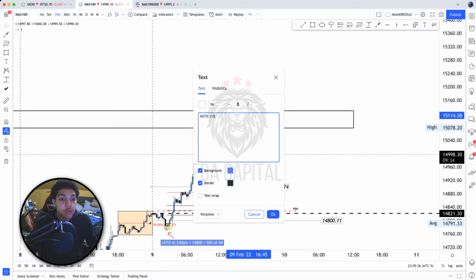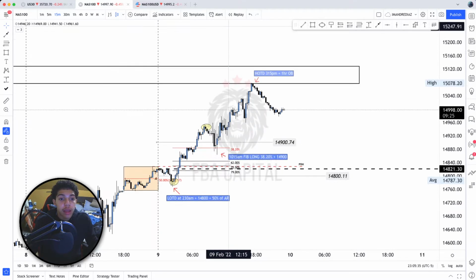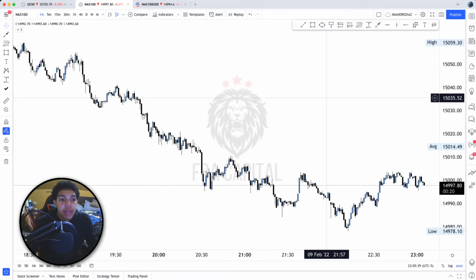So at 3:15 p.m., we have the high of the day, plus we also tapped into a 1 hour bearish order block. And this is where price had this expansion to the downside. This is literally to the pip. You can't get more precise than this.